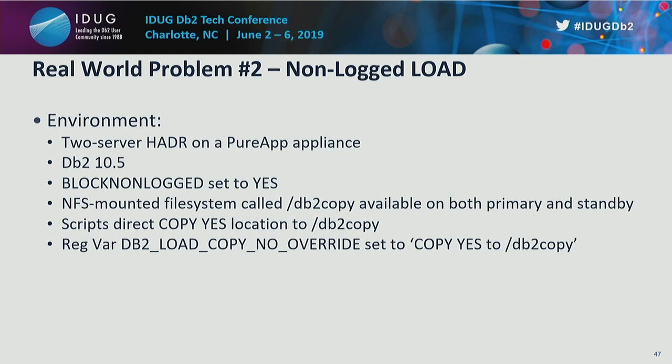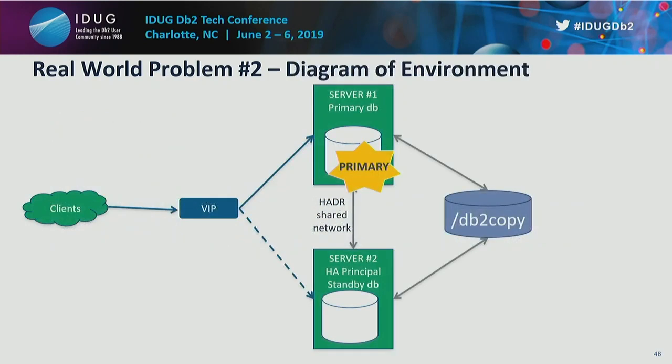We had an NFS-mounted file system called Db2 Copy that was available on both the primary and the standby. The scripts are supposed to direct their copy yes location to Db2 Copy. And the registry variable DB2_LOAD_COPY_NO_OVERRIDE was set to copy yes to Db2 Copy. So at the database level, I had done everything I could to make sure that these load copies went to the correct location.